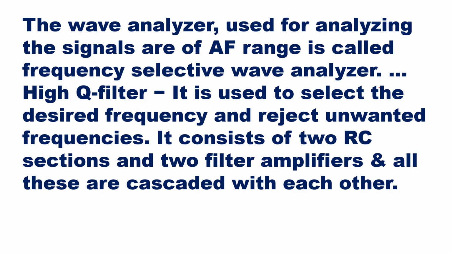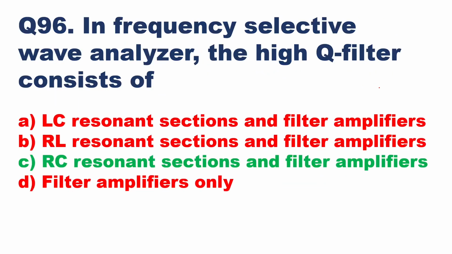It consists of two RC sections and two filter amplifiers, and all these are cascaded with each other. So it is RC sections and filter amplifiers. So here you can see option C, RC resonant section and filter amplifier is the right answer. Then we'll go to the next question.